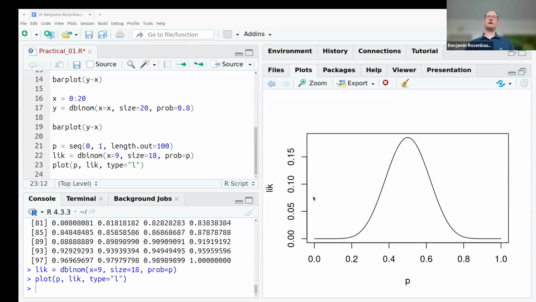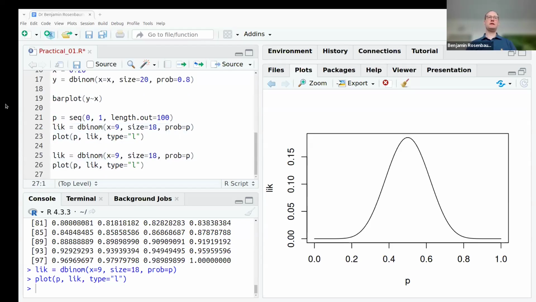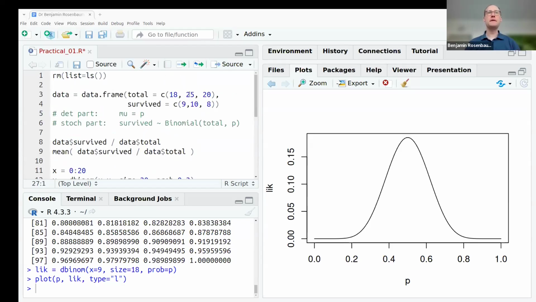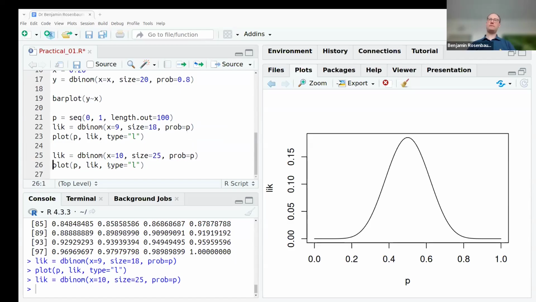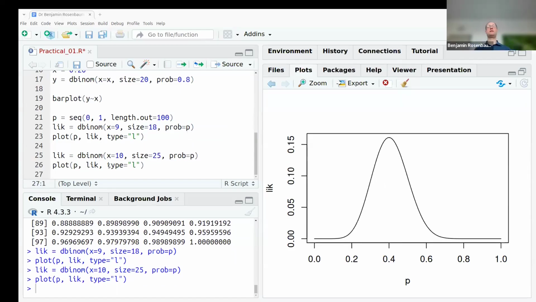However, there are also other data points. For instance, the second one here, let's look this up. Here it's 10 out of 25. Okay, 10 out of 25. And for this data point, the likelihood function looks a bit different and also has a different mode, a different location where the maximum is reached.